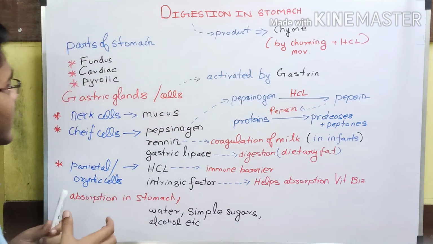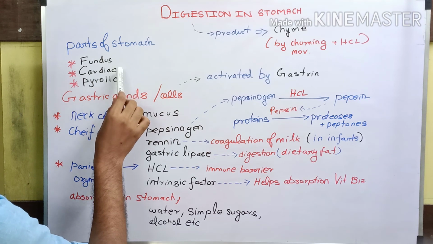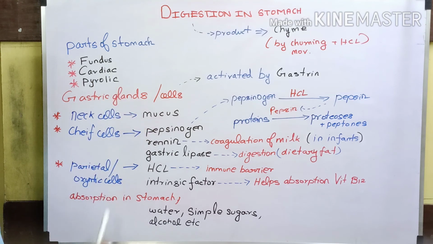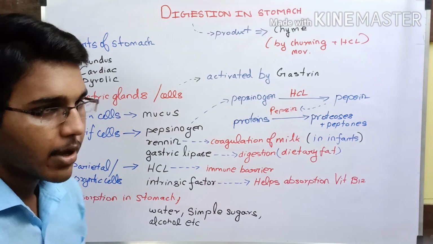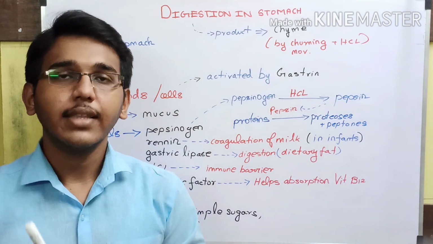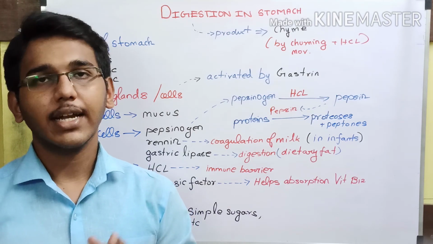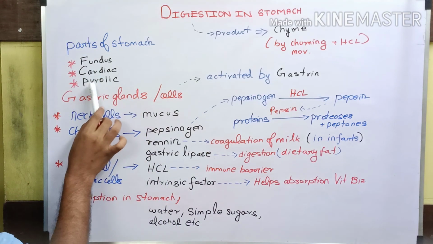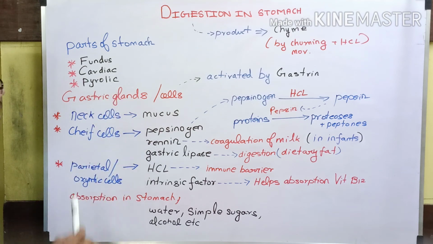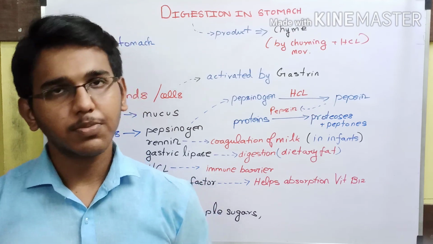If you go into detail about the stomach, first of all we must discuss the parts of the stomach. The stomach has three parts: fundus, cardiac and pyloric. The fundus is the uppermost part of the stomach, and the cardiac part is very important because the esophagus enters the stomach only at the cardiac part, and the food from the esophagus first enters the cardiac part. From the cardiac part the food moves to the pyloric part. From the pyloric part the food enters the superior portion of the duodenum and then the small intestine.